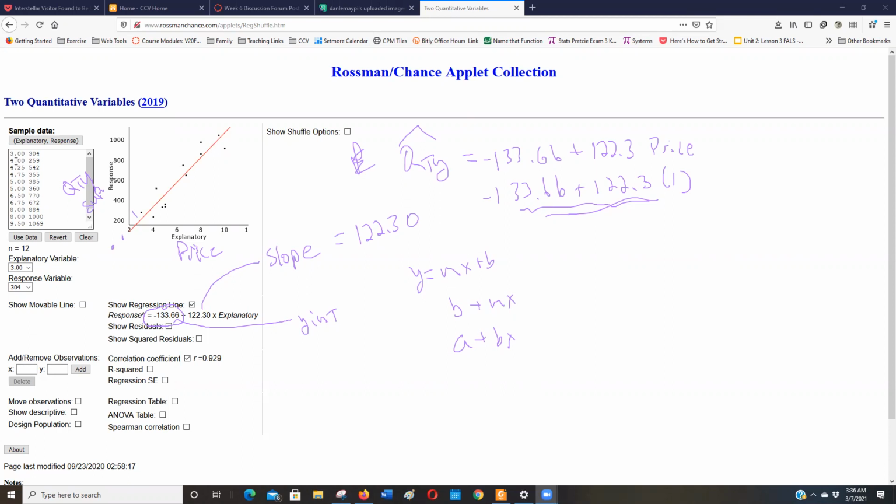When you substitute in an X value and try to make a prediction for a Y value when the data is outside your collected data, you don't know what's happening.